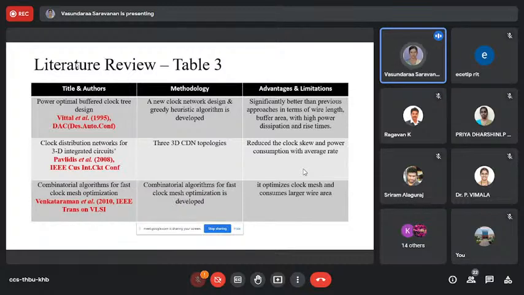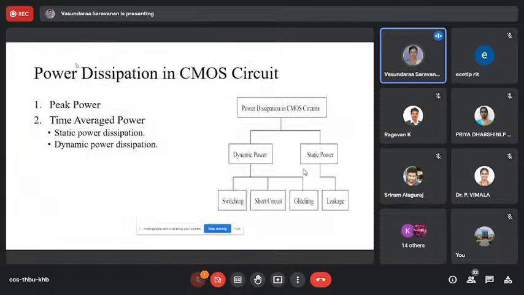Then power dissipation in CMOS circuit. First one is peak power. Then the second is time averaged power. Time averaged power is further divided into static power dissipation and dynamic power dissipation. Static power dissipation is more essential during standby, mainly in battery powered devices. Inactive logic gates are connected to static power dissipation. Dynamic power dissipation is mostly generated by current flow through charging and discharging of capacitance. It is further classified into switching, short circuit, and glitching.